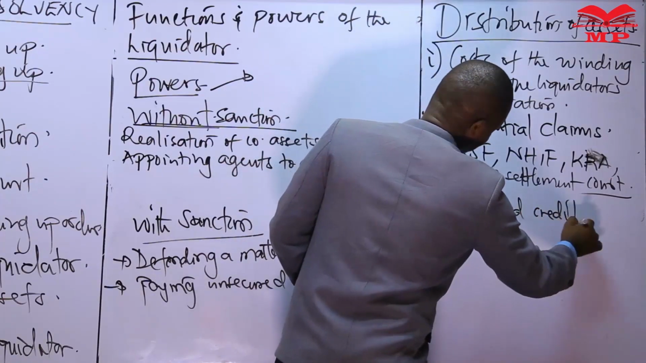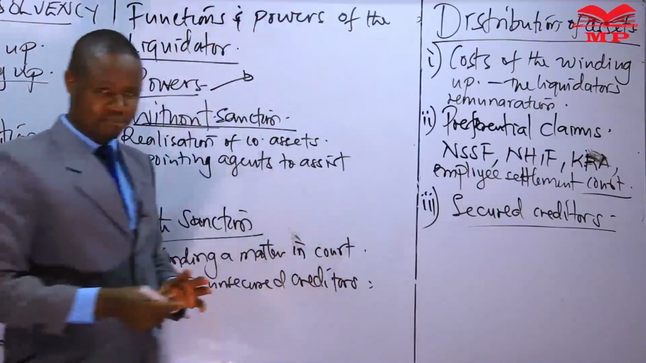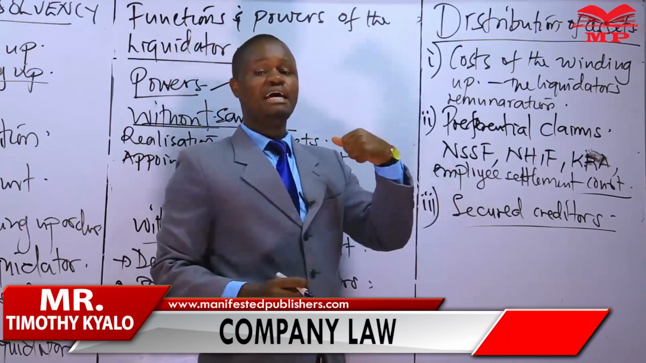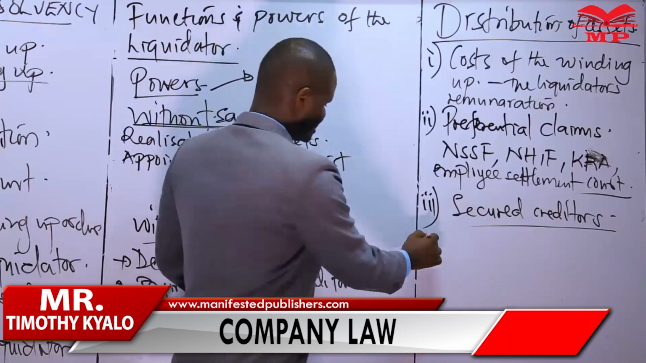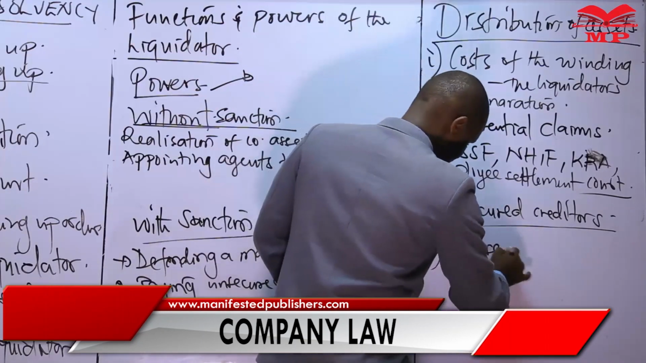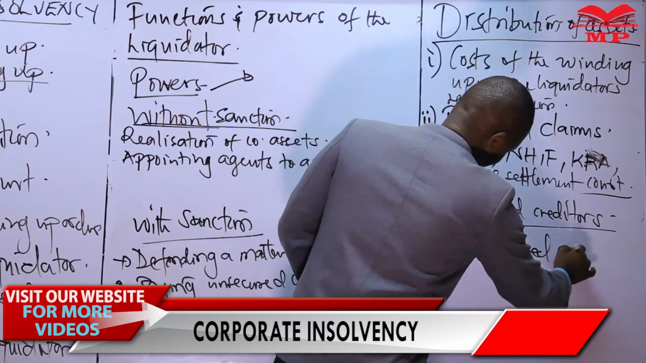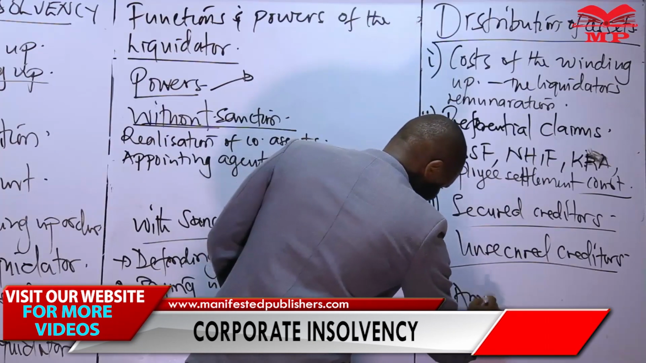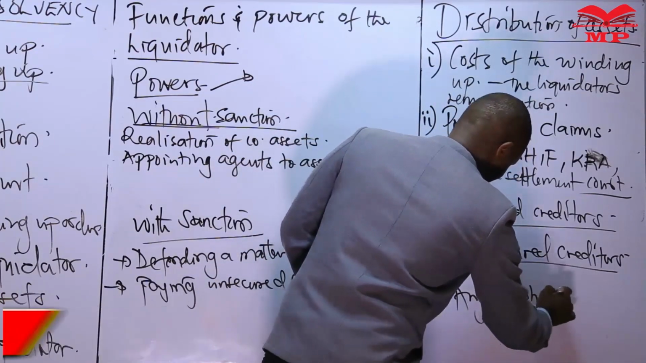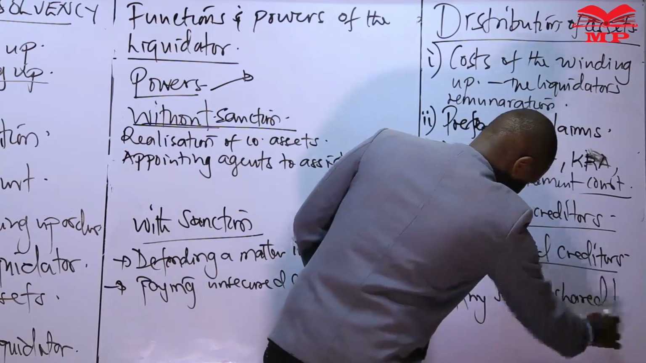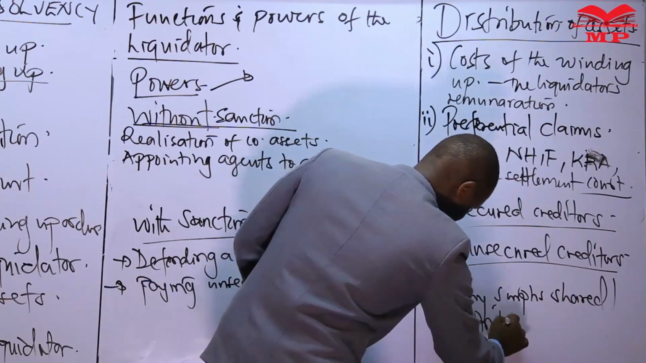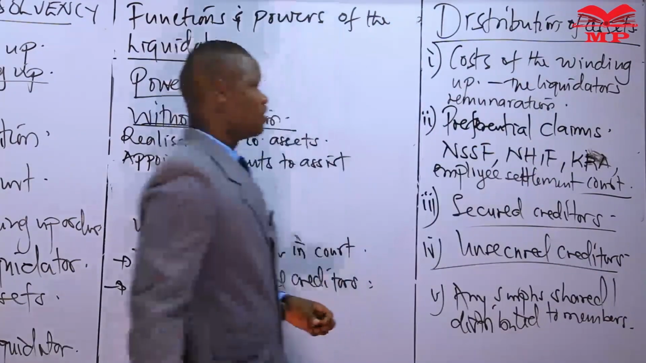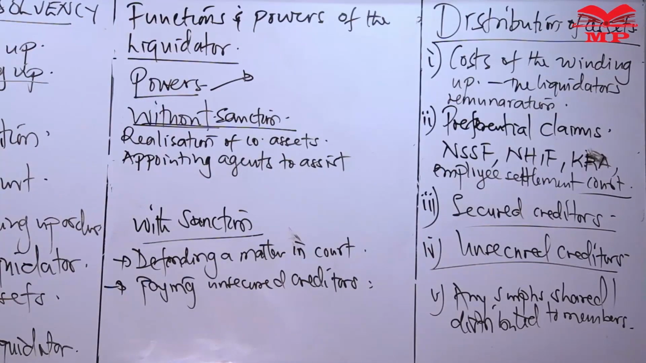The secured creditors of the company can be paid. So these are creditors who have priority by the fact that they have been given some assets of the company as security. Then settlement can be made to the unsecured creditors. Then finally, we can have any surplus shared or distributed to members.